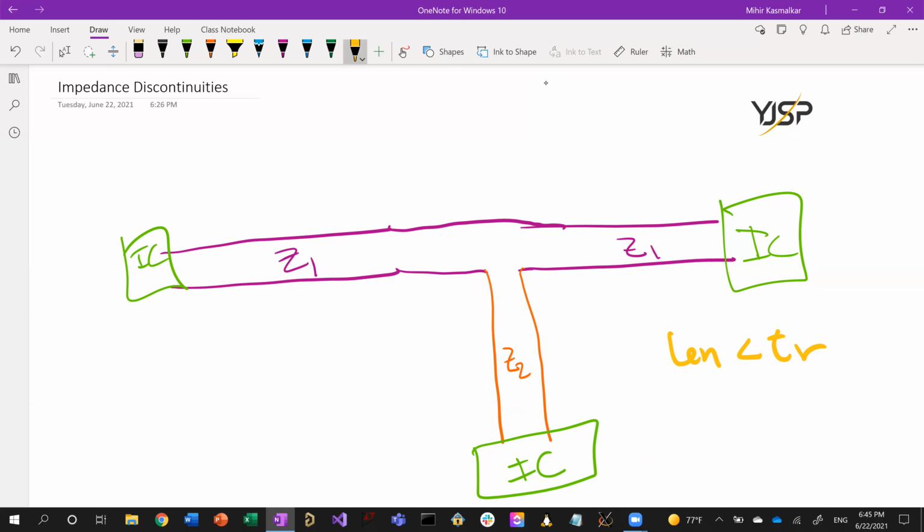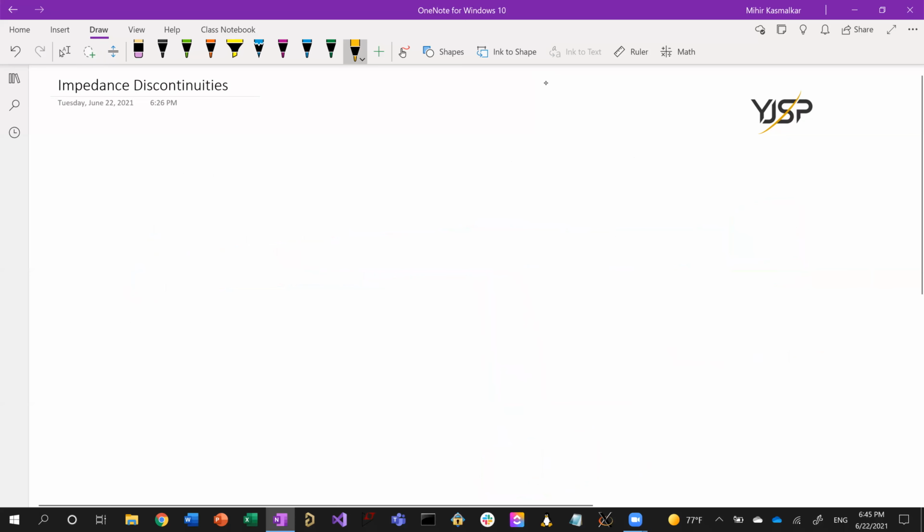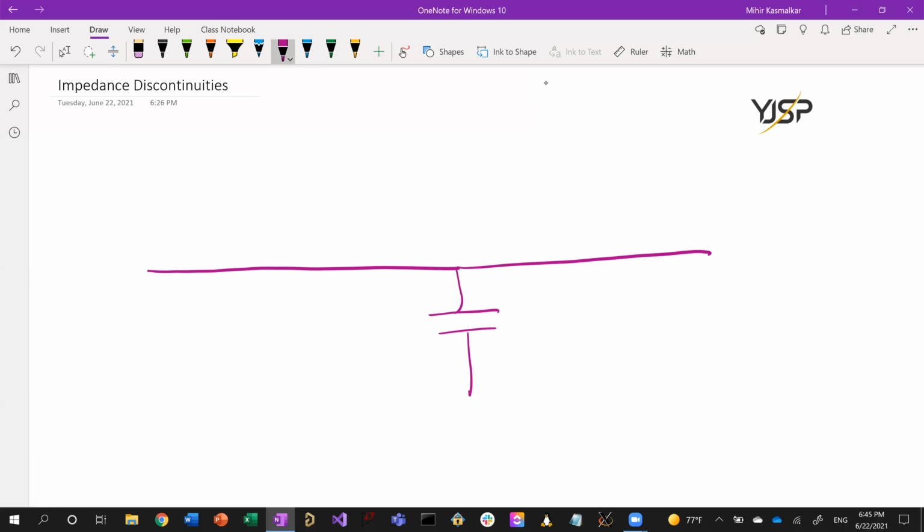Okay, so those are two types of transmission line discontinuities. What if you have a transmission line, I'm just going to draw it as a single line for simplicity, with a capacitor in the middle? This is referred to as a capacitive discontinuity, for obvious reasons, because there's a capacitor in the middle and it's creating an impedance discontinuity.